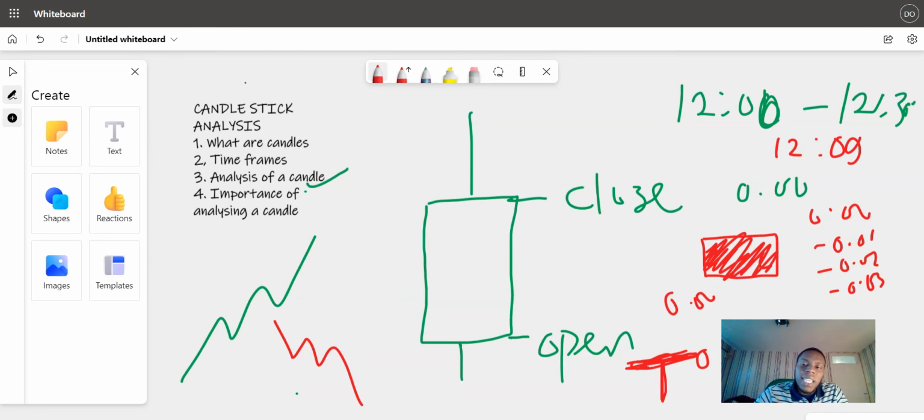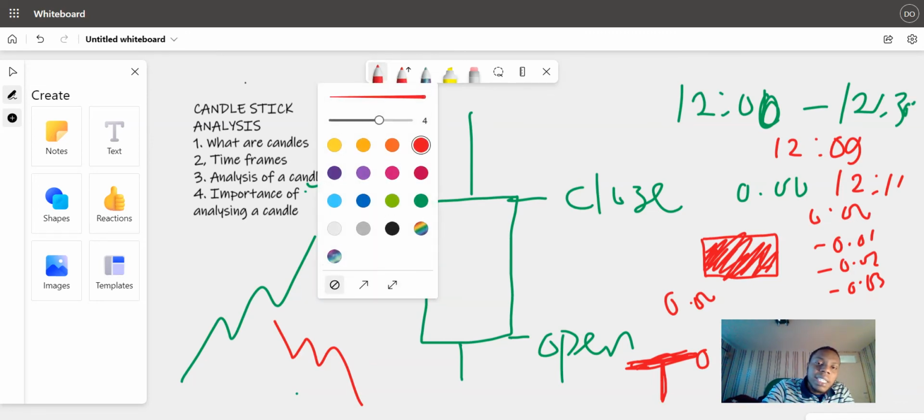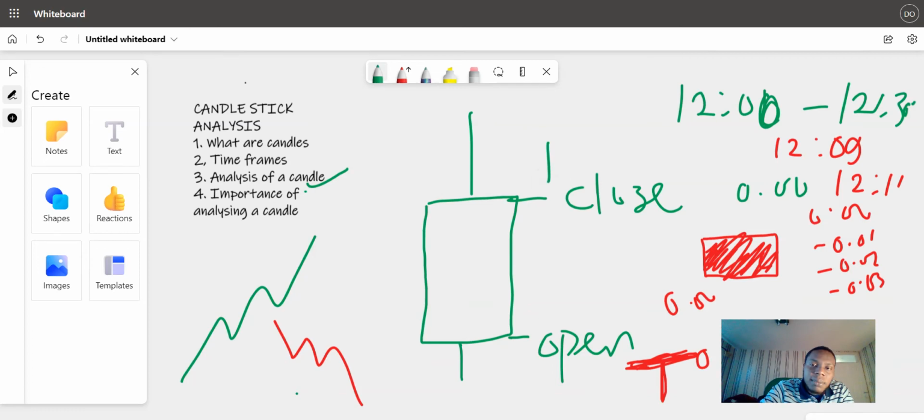Then at 12:11, for instance, the market decided to pick momentum. Then buyers came in. Immediately, this market changed to a bull market, because before it was completely at zero. Then the market was now like this. It started forming like this.